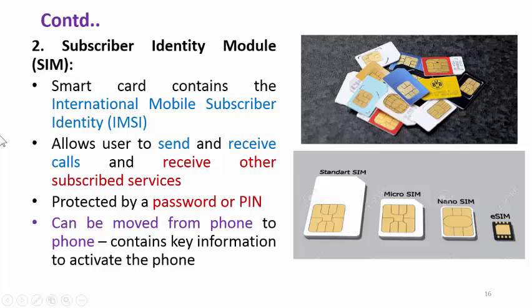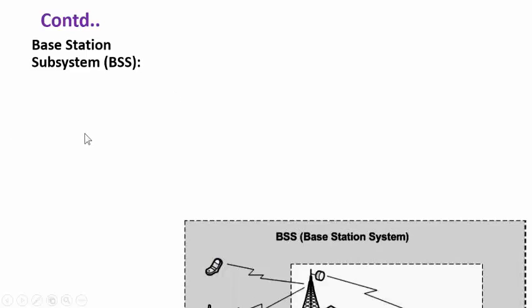These SIM cards can be protected by using a password and PIN number. It can be moved from one phone to another phone. We can insert the SIM card from one phone to another phone, and it contains the key information to activate the phone.